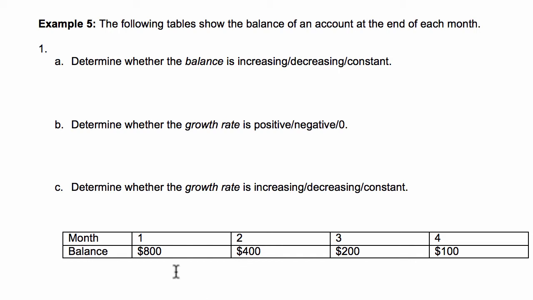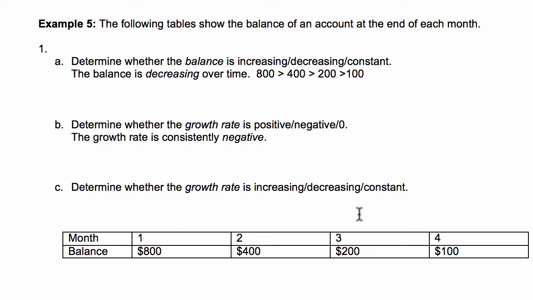Notice how the balance is going from $800 to $400 to $200 to $100. Certainly, the balance is decreasing as time goes by. If you trace the graph of balance over time from left to right, your pencil would always be moving downward. Because the graph is decreasing, we know that the growth rate is negative.